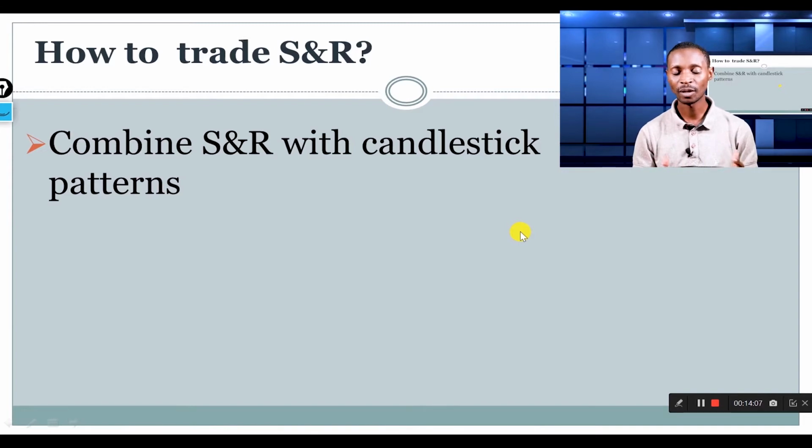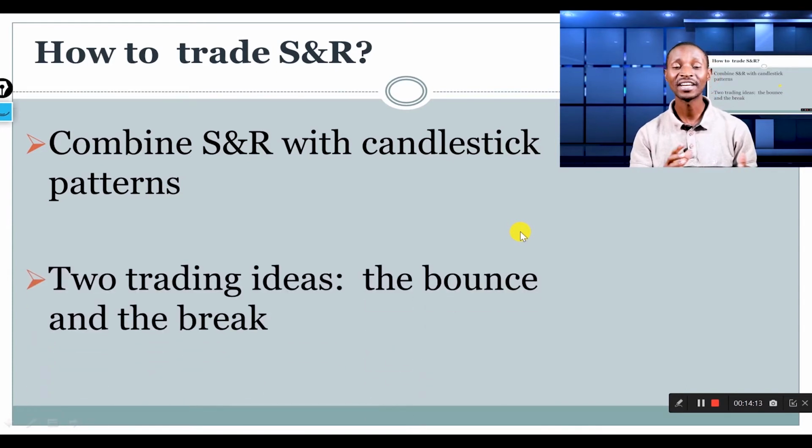The best way to trade support or resistance is to combine it with candlestick patterns. And there are 2 ways of trading support and resistance. The first way is to trade a bounce, and the second way is a break. Because once the price is at a major level, which is a support or resistance, only 2 things can happen. It will either bounce back from that level or it will break it. Therefore, as traders, we are going to show you how you can do these 2 things.